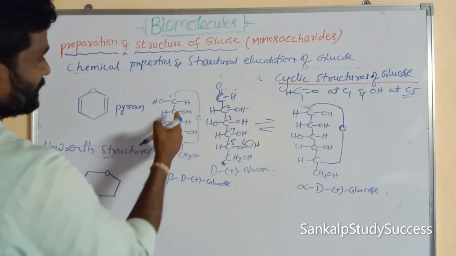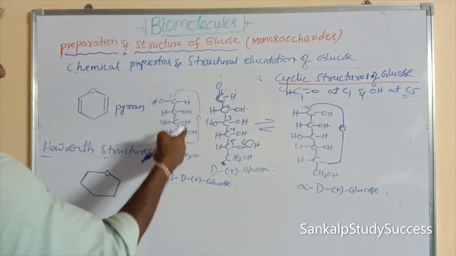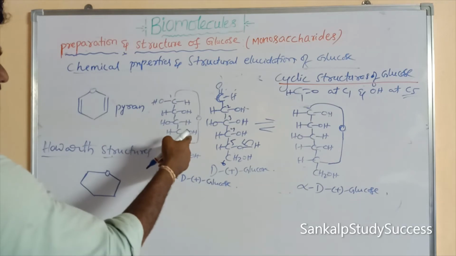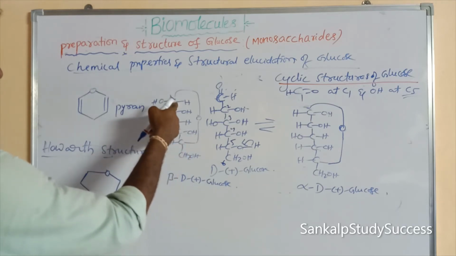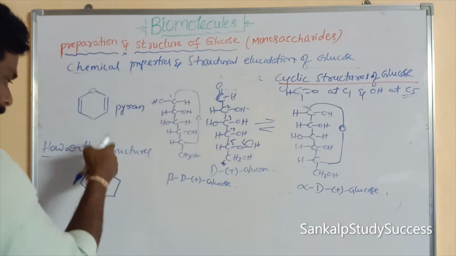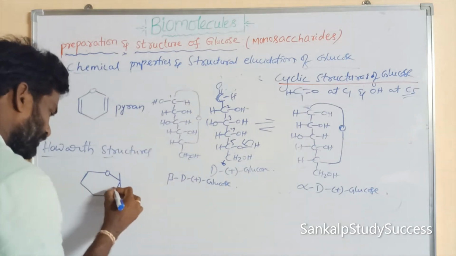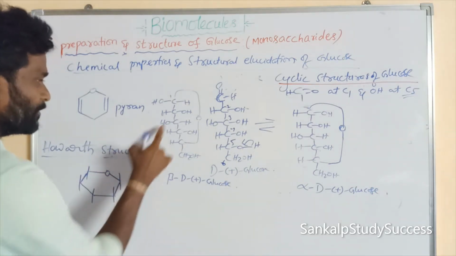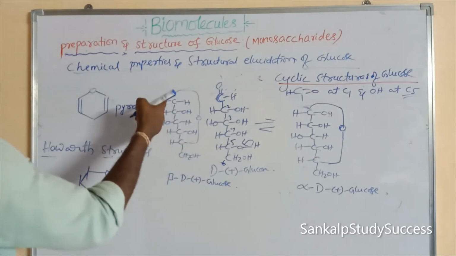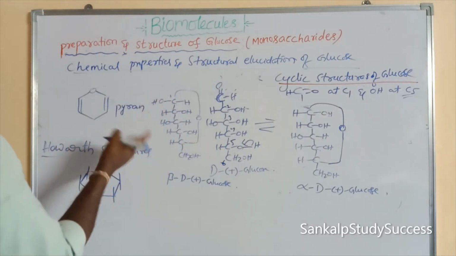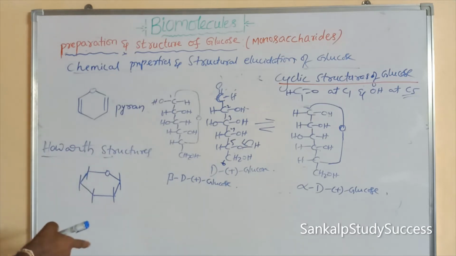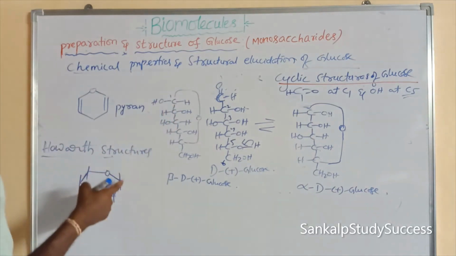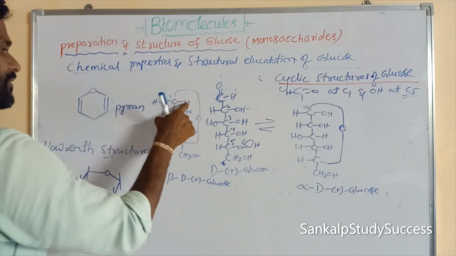So what is that? These are the right side substituents. In the Pyran structure, the right side substituents can be written below the plane, and the left side substituents can be written above the plane in the ring.